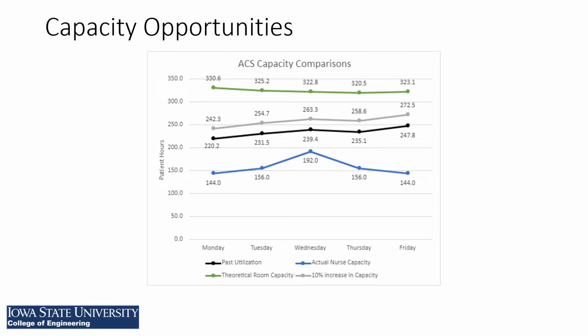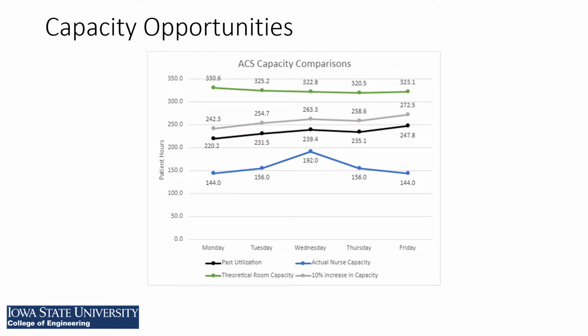In the green line, we calculated the theoretical room capacity, which was calculated based on the number of rooms in ACS and the number of rooms in each of the departments that they served. In the black line is the past utilization, or the capacity that they used in the past couple months.